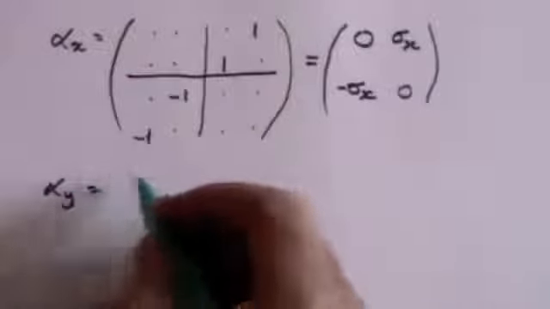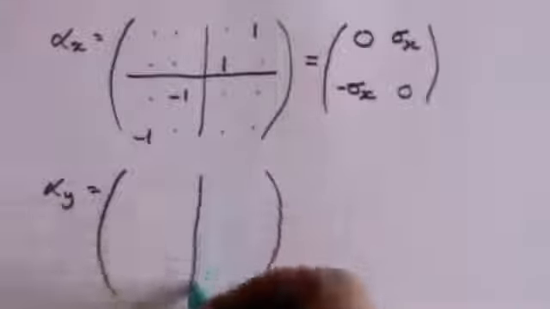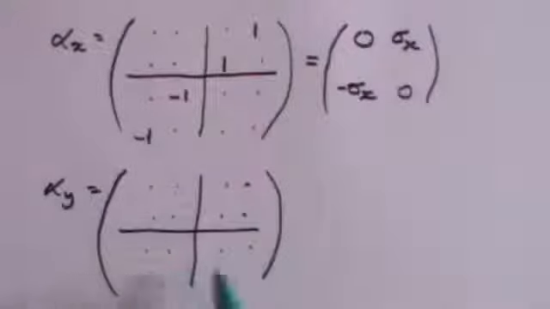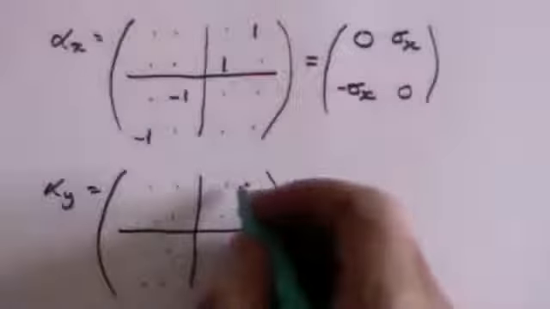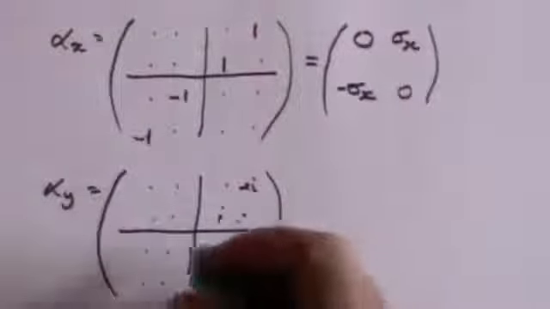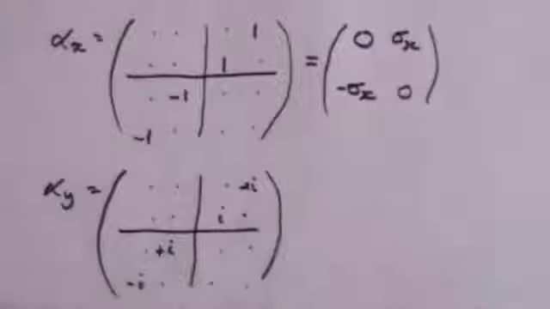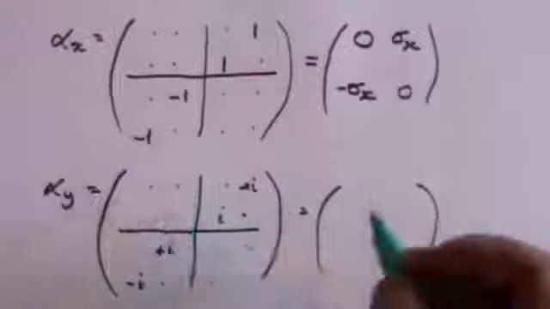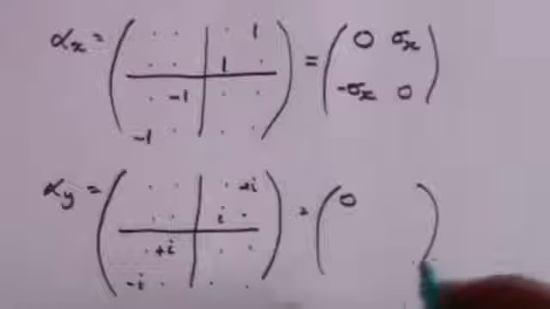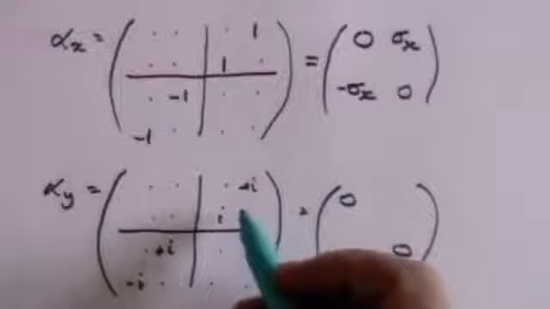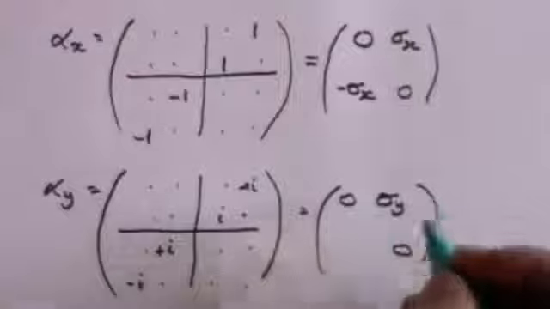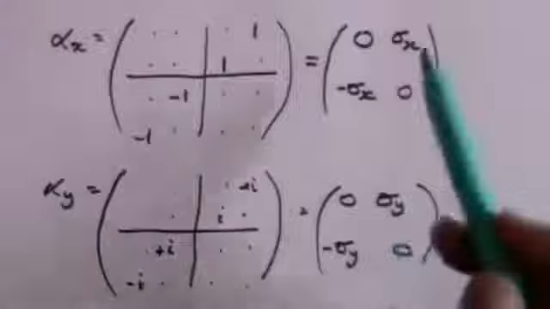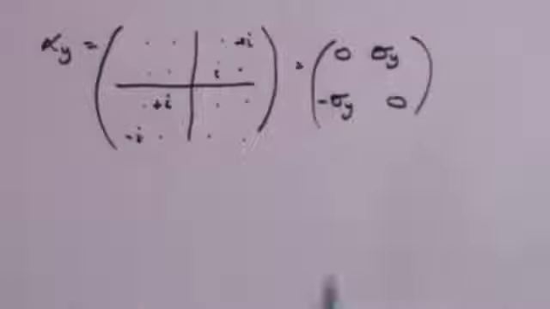What about alpha y? Well, that too turns out to be a 4 by 4 matrix. And that will have a minus i here and a plus i here, and a plus i here and a minus i here. And if you think about it, that is going to be top left-hand corner is all zeros, top right-hand corner is all zeros. This is simply sigma y, the Pauli matrix sigma y, and this is minus sigma y. See the pattern? So what is alpha z going to be?